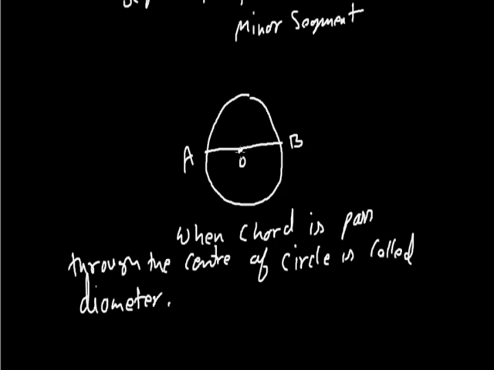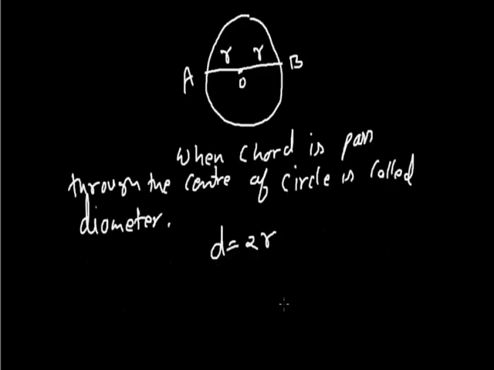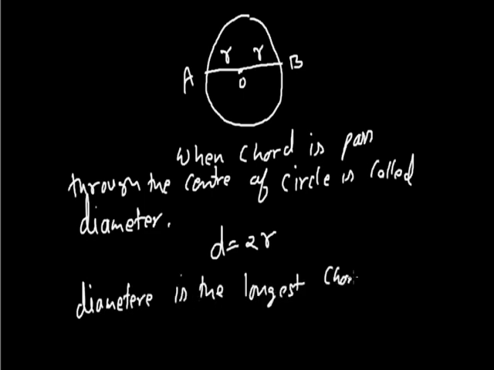And we know that the distance between any point on the circumference of the circle to the fixed point, that is the center, is known as the radius. This is radius OA, and OB is also a radius. From this we can say that the diameter is twice the radius. And one more important thing noticed here: the diameter is the longest chord of a circle.